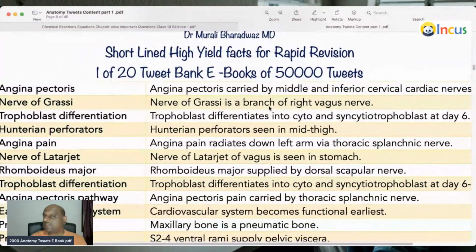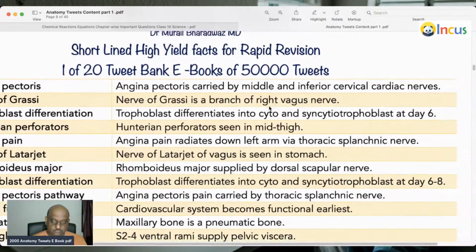Now, we suffer angina pectoris. Who carries that sensation of the chest pain in angina pectoris? It is the middle and inferior cervical cardiac nerves which carry the sensation of angina pectoris. Nerve of Grassi, it is a branch of the right vagus nerve. So what is the importance of nerve of Grassi? Why is it called nerve of Grassi? You need to get that enthusiasm. But remember, for entrance exam, you need to know right vagus nerve gives rise to nerve of Grassi.